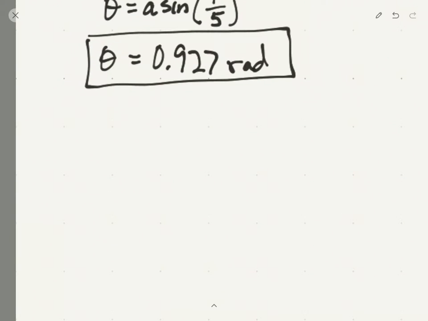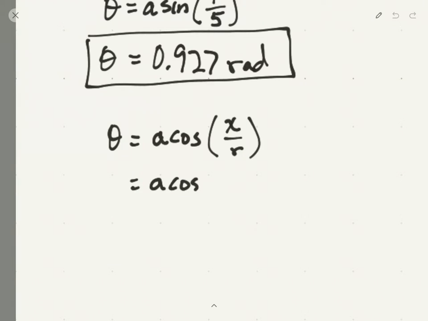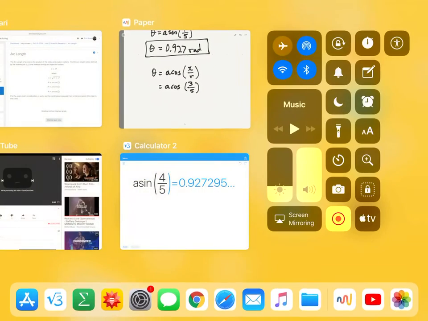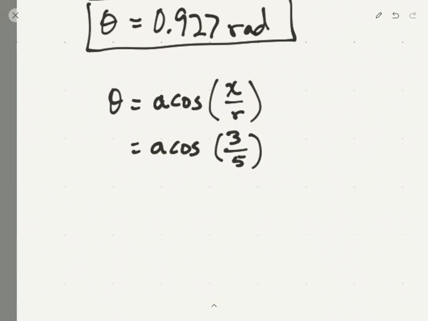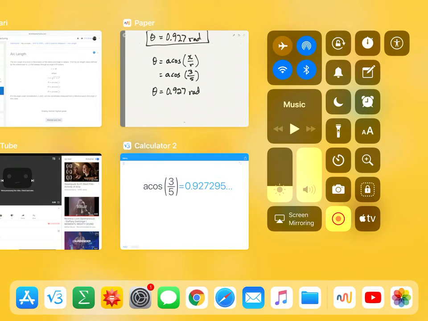Another way is by finding the arc cosine. And if we use this way, we're going to end up with acos of 3 over 5. And it should be exactly the same. So I'll just get rid of this. acos 3/5. See, it's exactly the same. Go ahead and go back and just put that in there. Theta is equal to 0.927 radians. Now, did I round that properly? Yep.